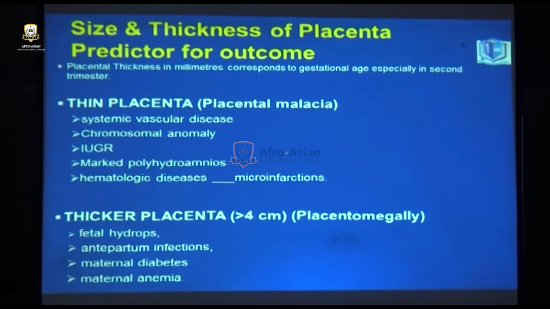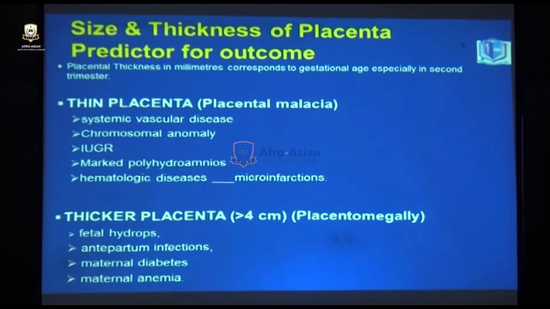We must be aware of the fact that placenta grows with the pregnancy. As pregnancy develops, the thickness of placenta goes parallel to that, meaning placental thickness in millimeters corresponds to gestational age in weeks, especially in second trimester. If it's a 20 weeks pregnancy, placenta would be around 20 millimeters thick at its center. If it is 30 weeks pregnancy, placenta would be around 30 millimeters at its center. So we have come to know normal placenta.